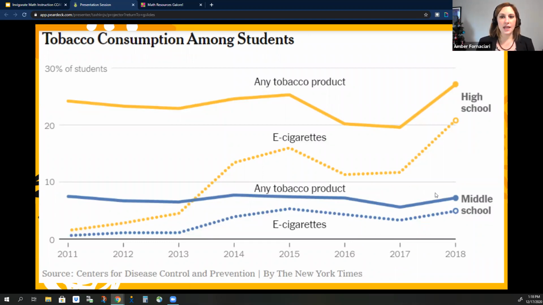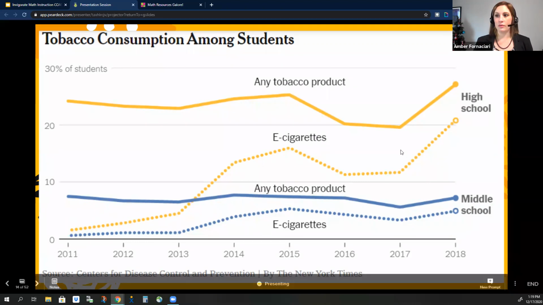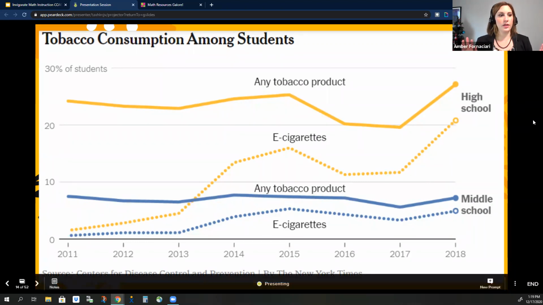I'd like you to just take, I'm gonna stop talking in a second, and I want you to just take this graph in and think about, what do you notice? Don't put it in the chat yet. Look at my screen, look at the graph, think about what you see.